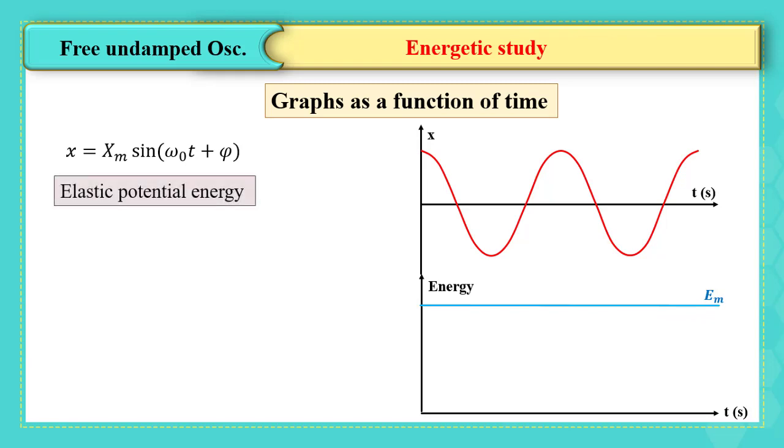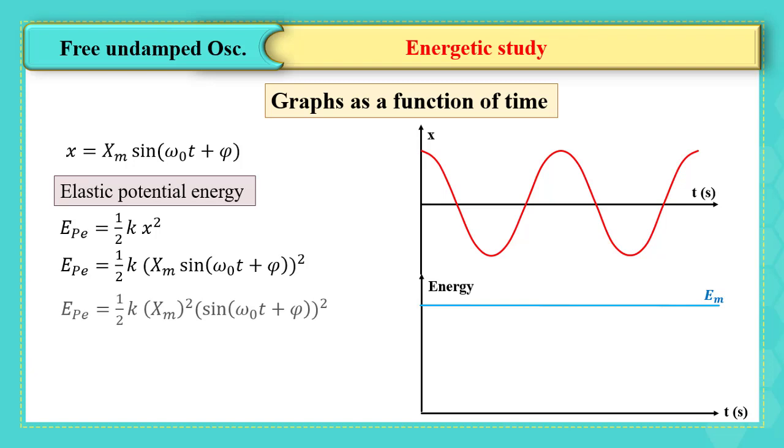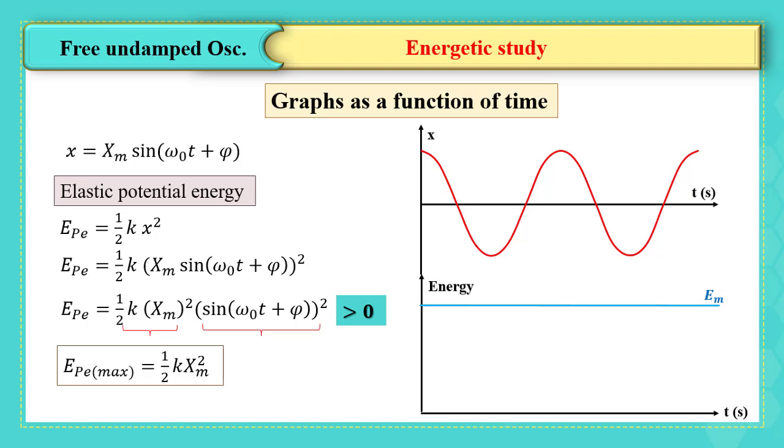Then the elastic potential energy. Its function is half k x squared. So replace x by its expression xm sine omega 0 t plus phi. This can be written as half k xm squared into the square of sine omega 0 t plus phi. But half k xm squared and the sine squared of omega 0 t plus phi are positive. So to represent the elastic potential energy, it has a maximum value half k xm squared.